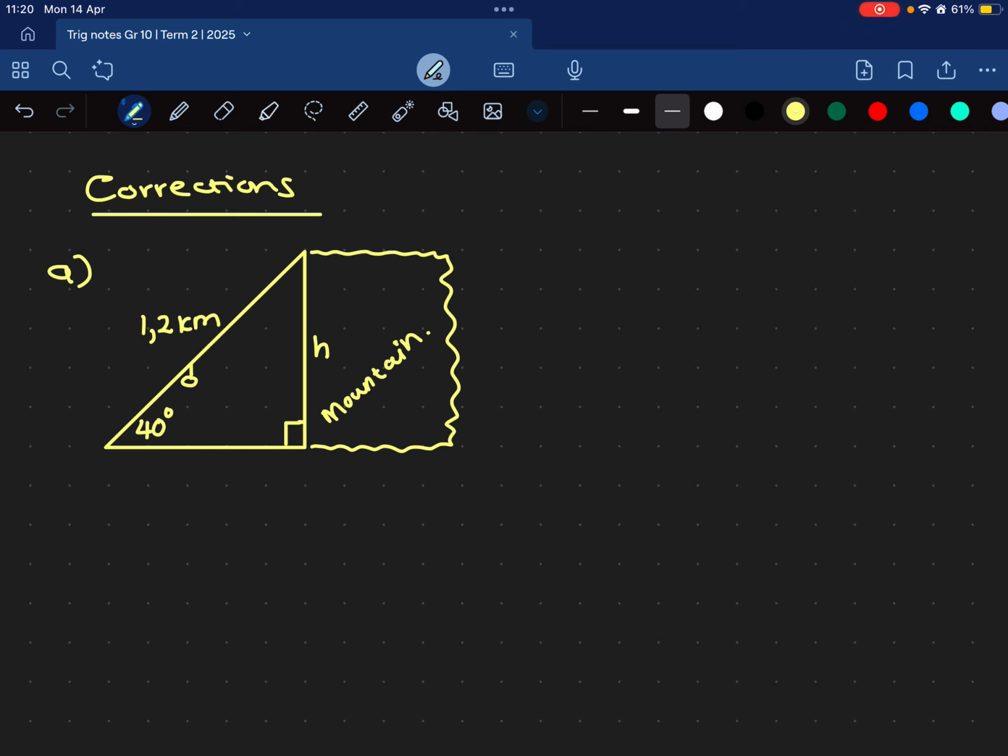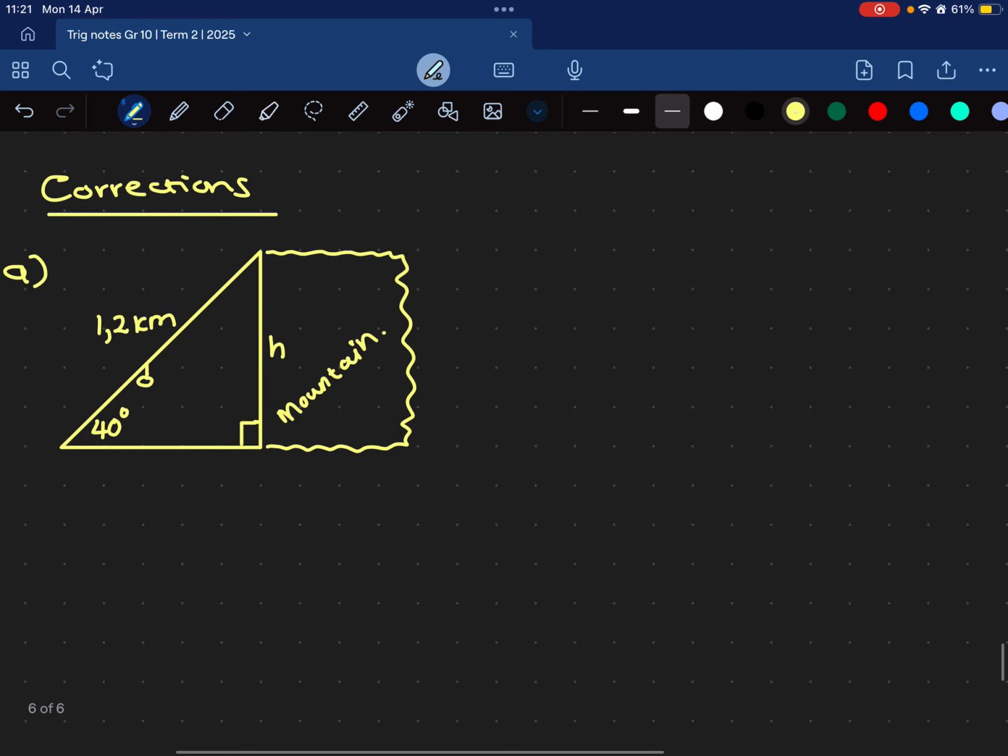So it says round your answers off to one decimal place in this exercise. So it starts by saying the Cape Town cable car takes tourists to the top of the Table Mountain. The cable is 1.2 kilometers long, so there's the cable in length, and makes an angle of 40 degrees with the ground, which is obviously going to be the angle of elevation. Okay, it says calculate the height h of the mountain.